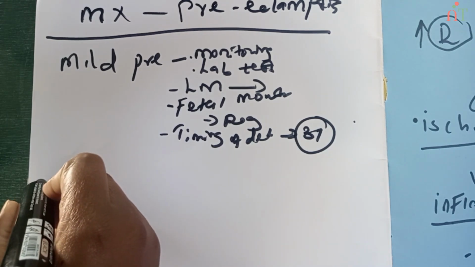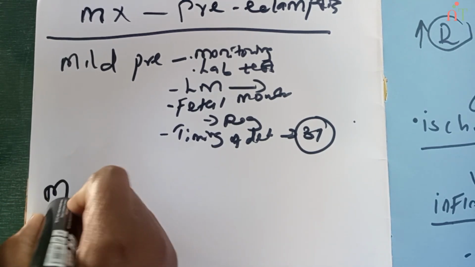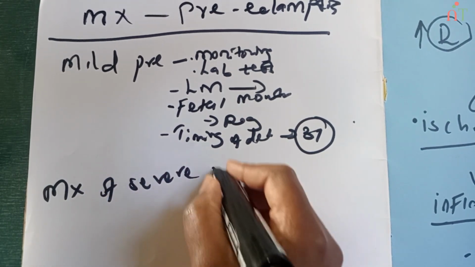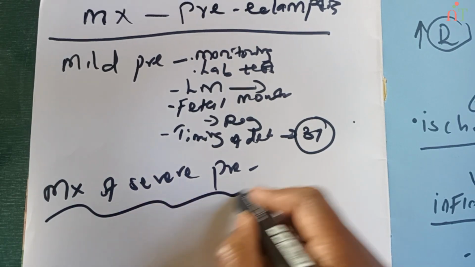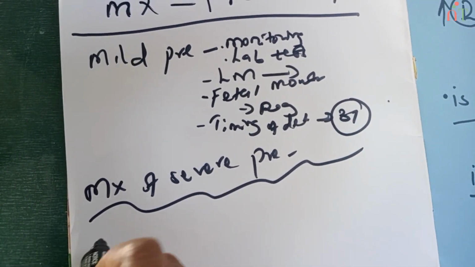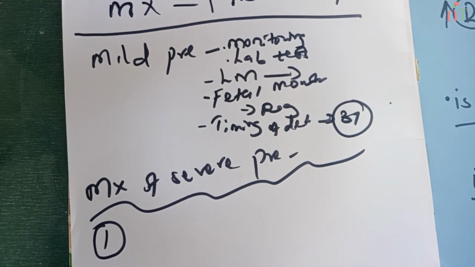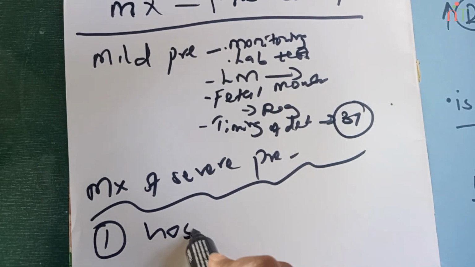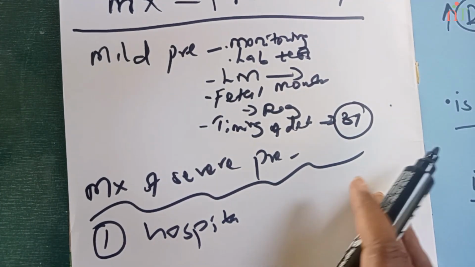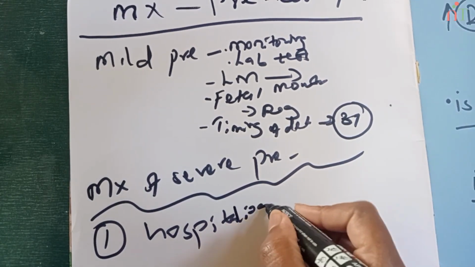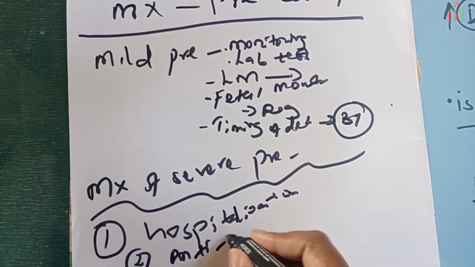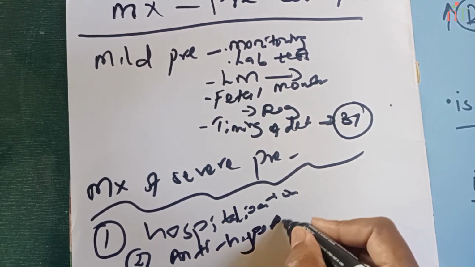So let us talk about management of severe preeclampsia, like how do you go about this, because now more is required of you. Number one thing that you need to do as a good healthcare provider is, of course, hospitalization. You should do this for close monitoring and management. So hospitalization is very important. And number two thing that you need to do is antihypertensive therapy.